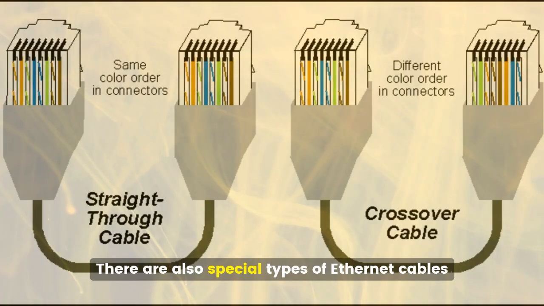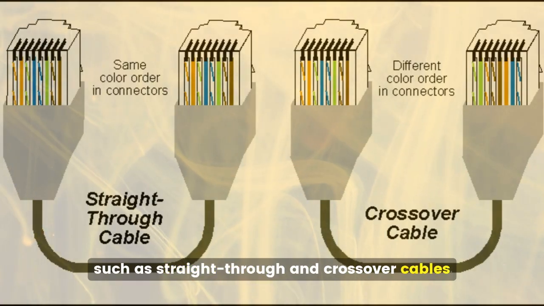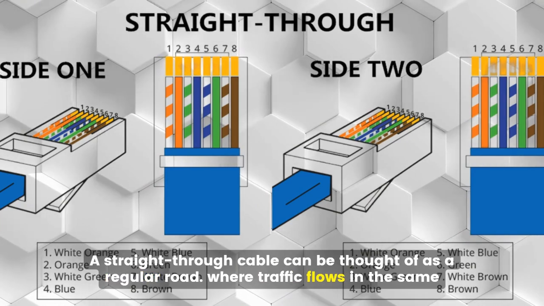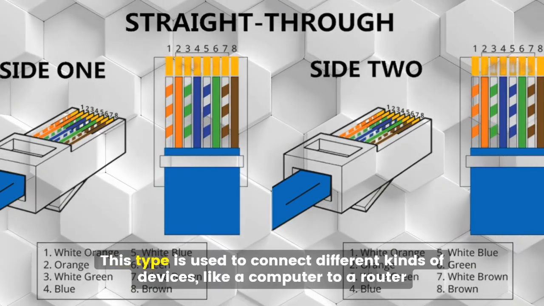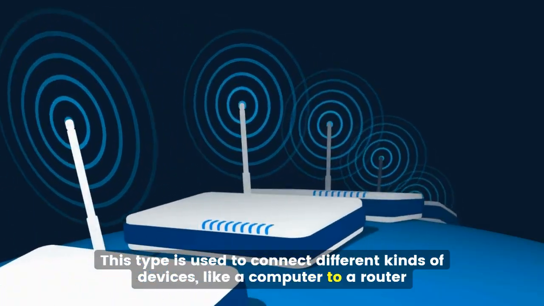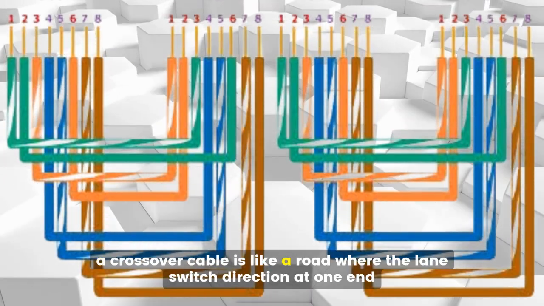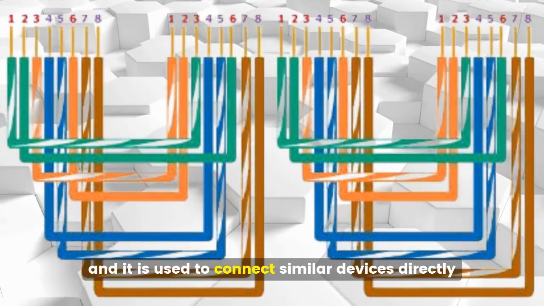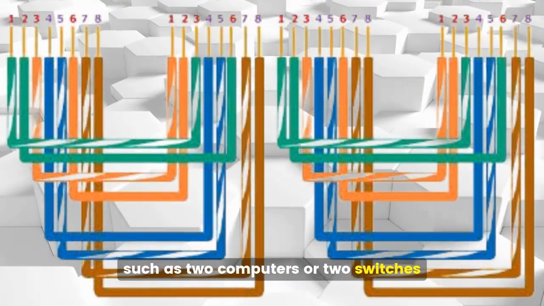There are also special types of Ethernet cables, such as straight-through and crossover cables. A straight-through cable can be thought of as a regular road where traffic flows in the same direction on both sides. This type is used to connect different kinds of devices, like a computer to a router. On the other hand, a crossover cable is like a road where the lanes switch direction at one end, and it is used to connect similar devices directly, such as two computers or two switches.